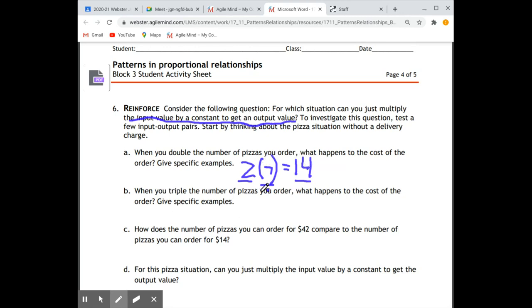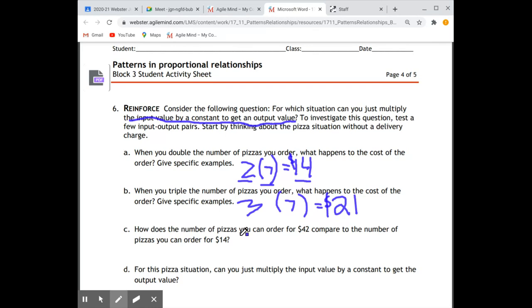It says when you triple the number of pizzas, what happens to the cost of the order? What would happen? Yeah, we would multiply by 3, or we could just add what to 14? 7 more, good. Because 14 plus 7 is 21, and 3 times 7 is 21. So either one of those works.